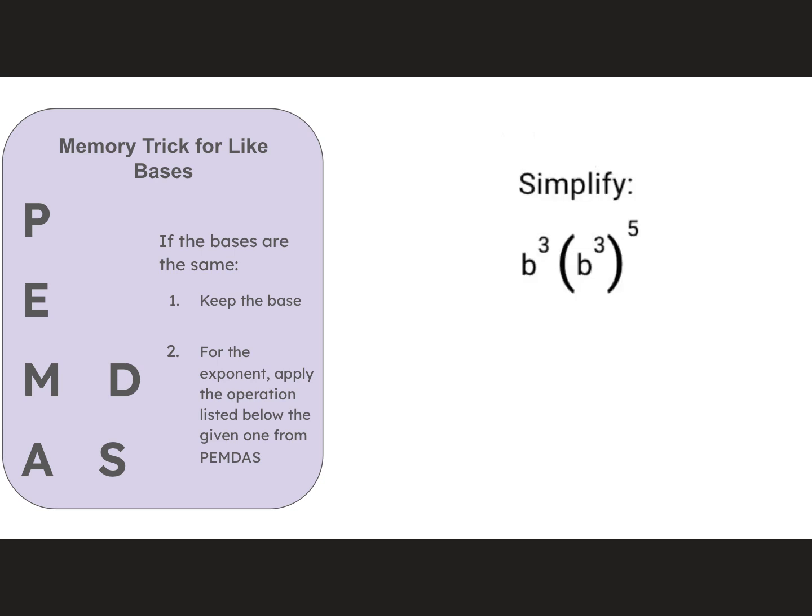Okay, this one, try it on your own. Tell me what you get. Hit play when you're ready. I first get b cubed times b to the 15th, which then becomes b to the 18th.